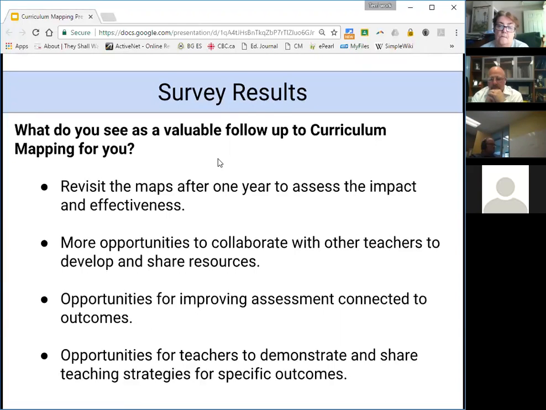So part of curriculum mapping is, we can say to a first-year teacher who hasn't had a chance to go through the process yet, here's a potential model you may want to follow. And ultimately, after we've been through this process with every teacher, we'll be posting our maps online for our teachers to access and bounce in and out of and share resources.